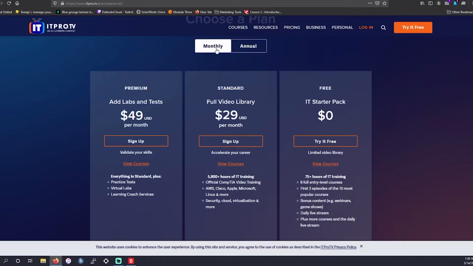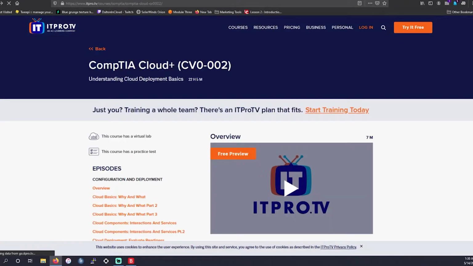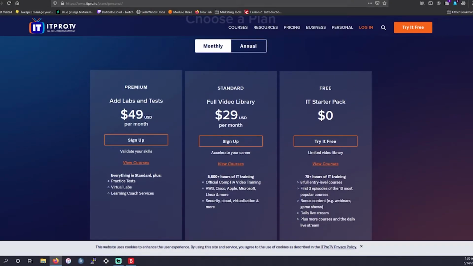Now, the differences between these two: for the standard plan, you're just going to get access to the video library. So whenever a course says that it has a virtual lab or practice test, you do not get access to that unless you have the premium content. There may be instances in a course where they'll walk you through a lab, but you won't get access to anything you could spin up yourself. So that's going to be one of the primary differences between those two plans.